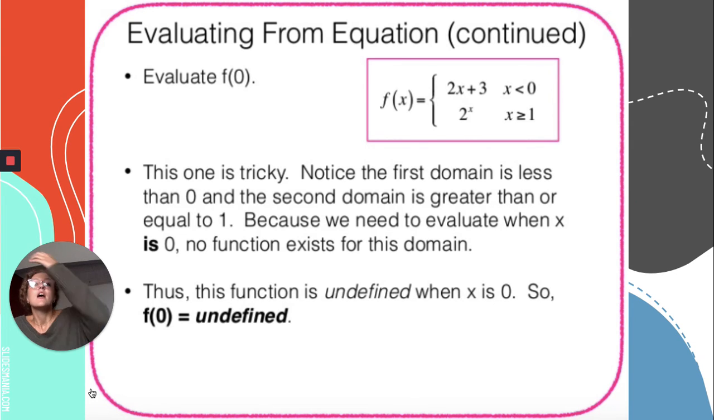Okay? For this one, this is the same function, this is the same f of x. They want us to find f of 0. Again, what we do is we look at the function and the domain. We're looking at 2x plus 3 is less than 0, 2 to the x, x is greater than or equal to 1. We want to figure out, okay, x is 0, where does it fall?